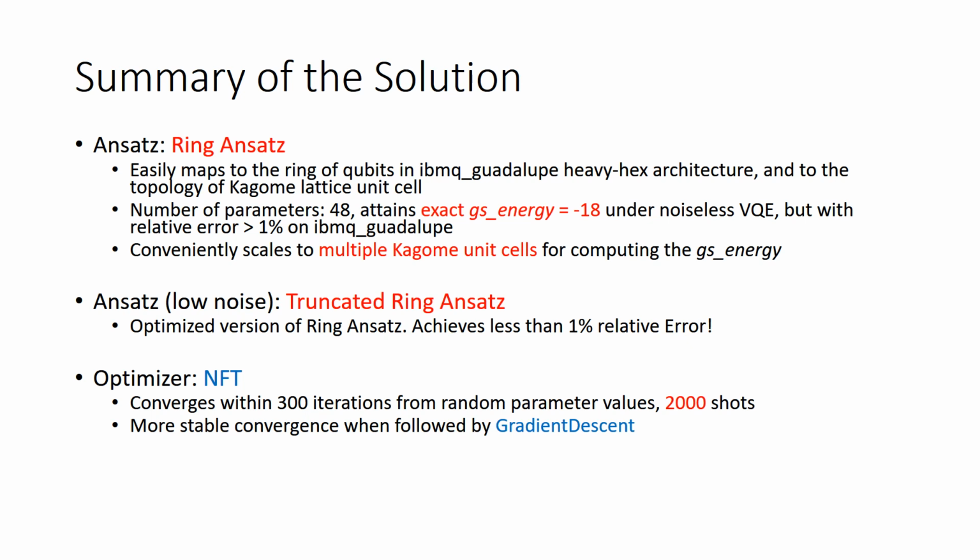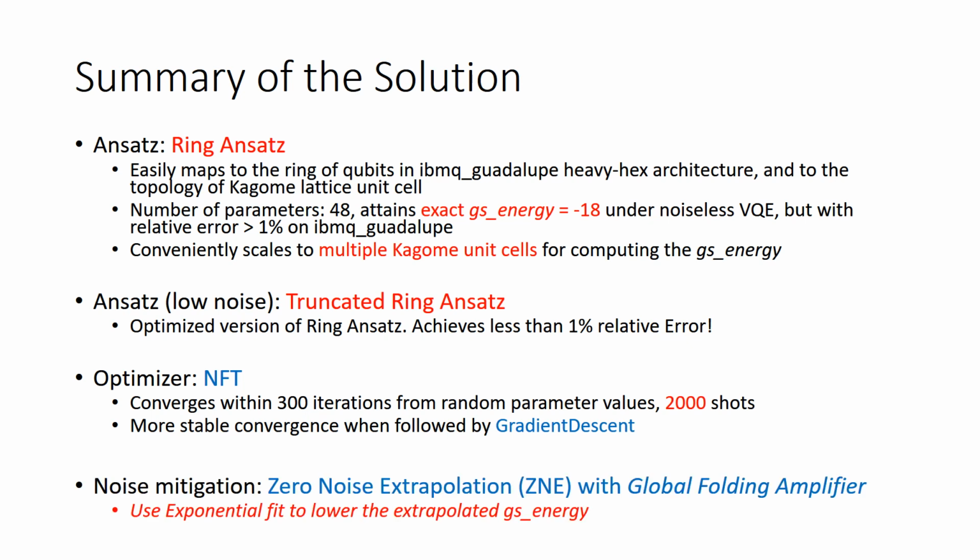NFT is the optimizer, and it converges to the lowest ground state energy value, that's minus 18, within 300 iterations. That's the maximum iteration parameter. And on the real IBM Q Guadalupe chip, 2000 shots are sufficient. We can achieve a more stable convergence when the optimizer NFT execution, once complete, is followed by the gradient descent. The noise mitigation scheme is the zero noise extrapolation with a global folding amplifier combined with the exponential fit.